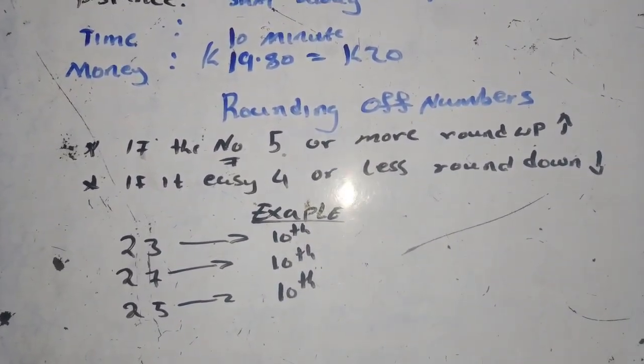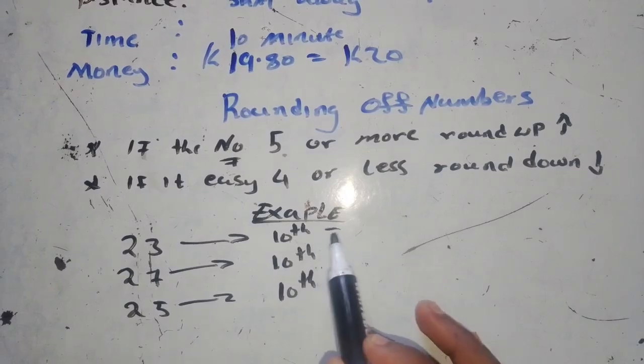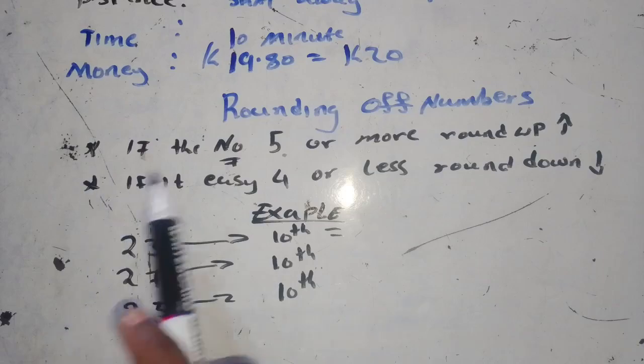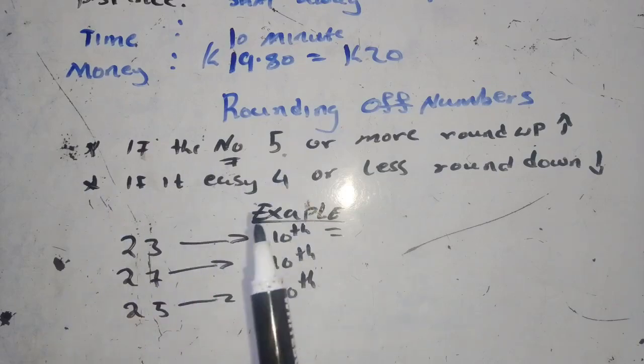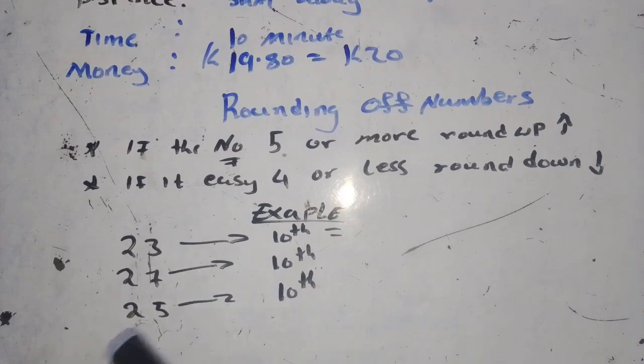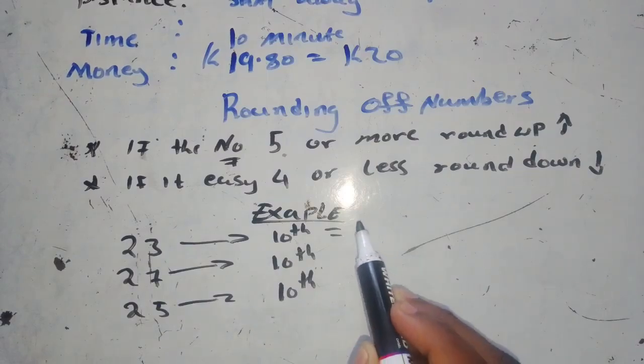So if we round 23 to the nearest tens, remember we said that if the number is less than or equal to 4, we round down. So this 23, if you see this 3, is it greater than 5, or greater than 4? No, it's less than 4. So we're going to round down, and this will give us 20.